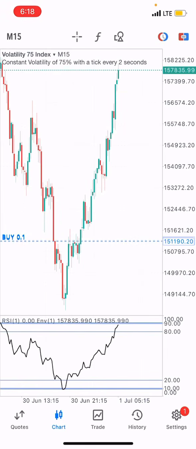So if you guys clearly remember, I dropped this strategy on this channel some time ago. I'm still using this strategy, guys. I don't know if you guys are making good use of the strategy, so I said, let me show you another proof that this strategy actually works. This is Vix75 index and the 15 minutes time frame.